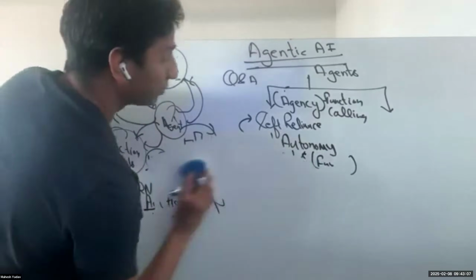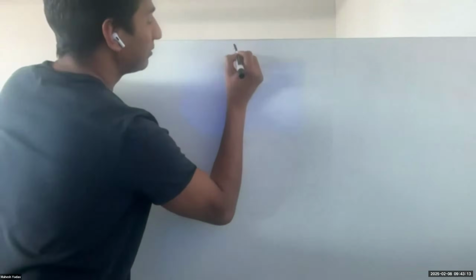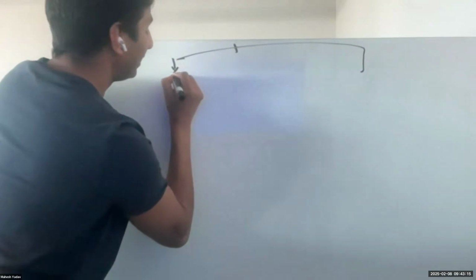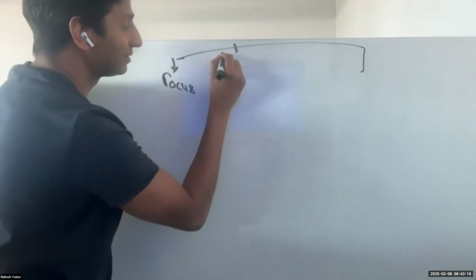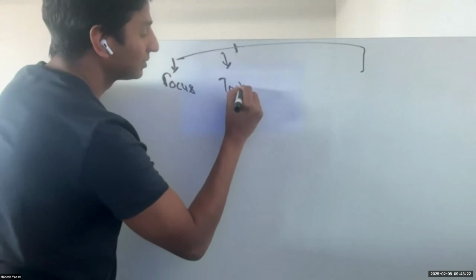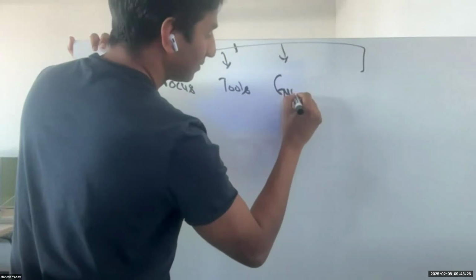So if that's what they do, then agents do a few very cool things. For multi-agent systems now, they have focus, they have tools, and they have guardrails.